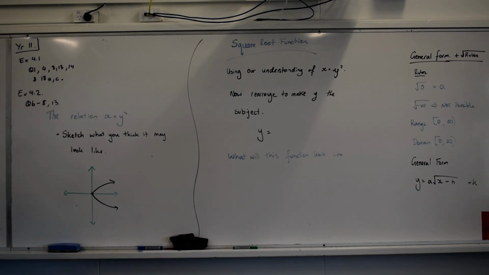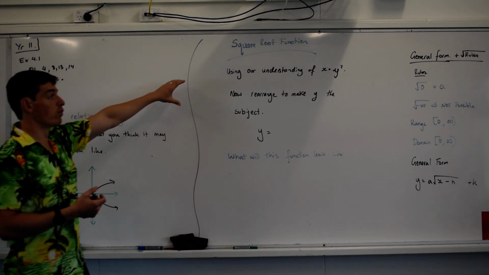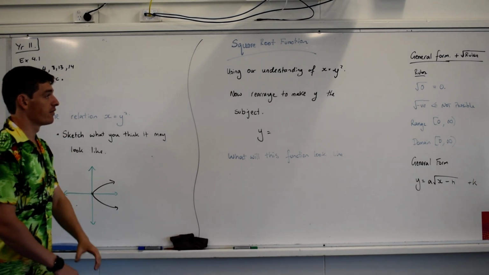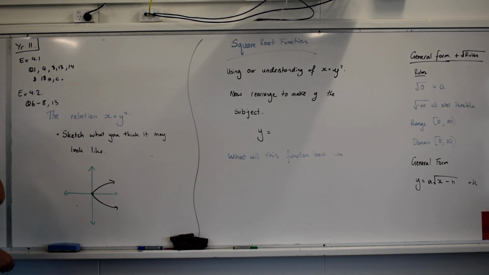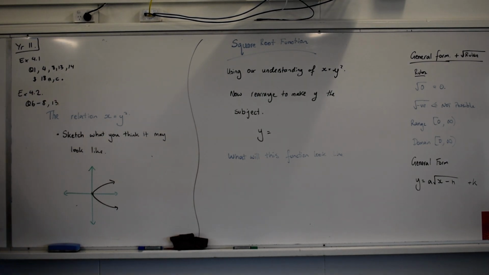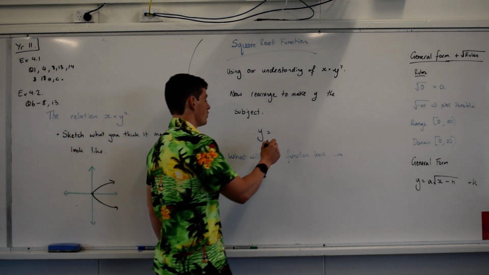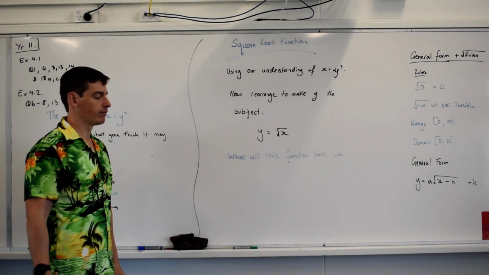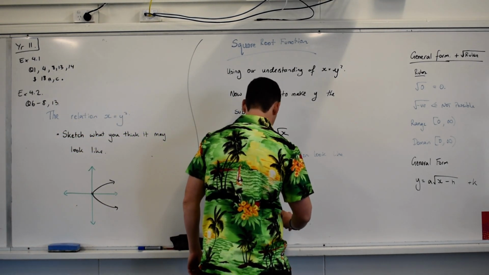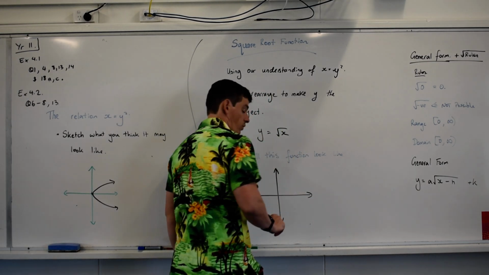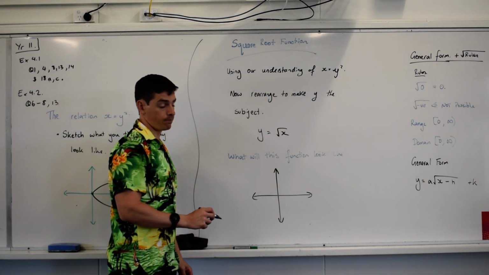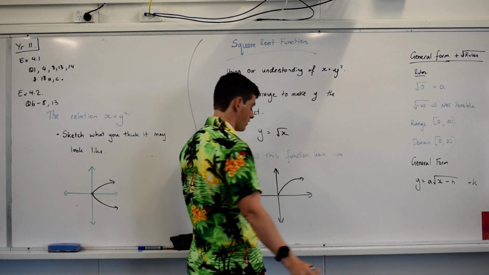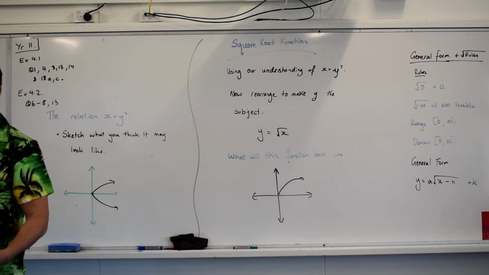Cool. I was going to get a bit more on that, but I think it's most pertinent that we look at functions. So we're going to look at square root functions. I want us to look at our understanding of x equals y squared and rearrange that to make y the subject. So I just want to have y by itself. So how do I remove a squared? Square root. So I should have y equals square root x. So what do we think the general shape of that function looks like? What do you reckon? So just the same thing but only positive, correct? That is a function because there's only one y value.